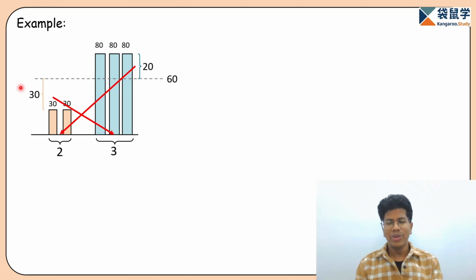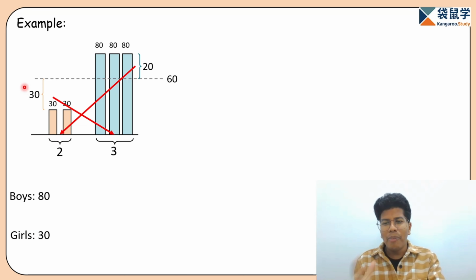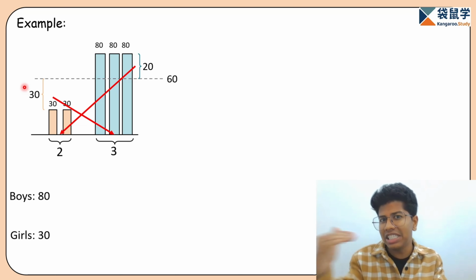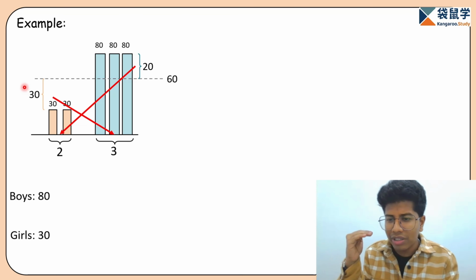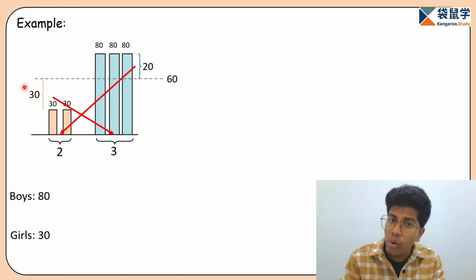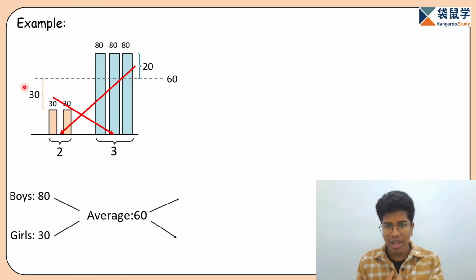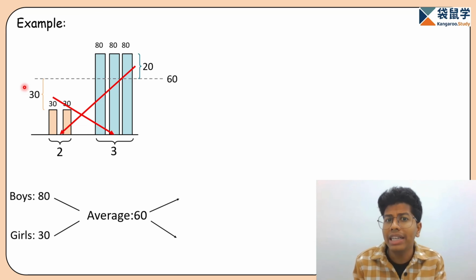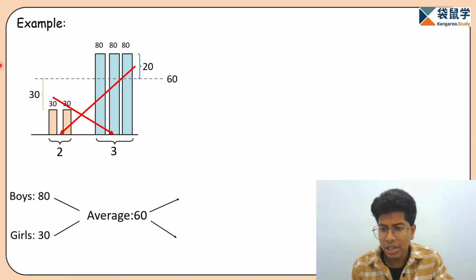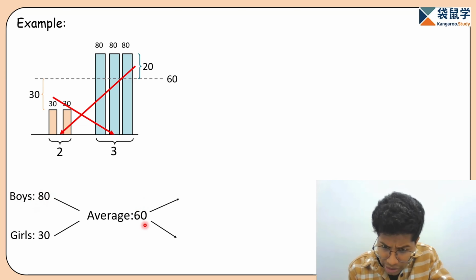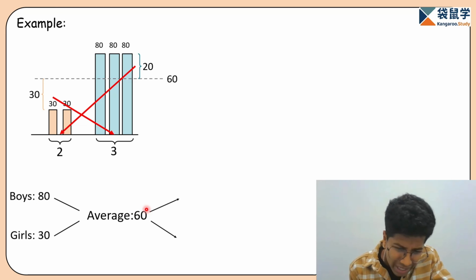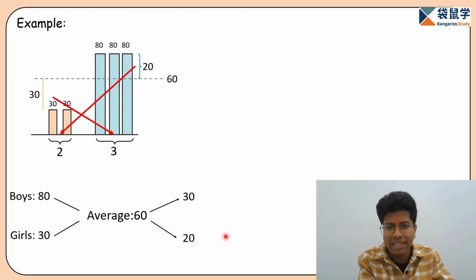Now, do we need to make this diagram every time to get the ratio of numbers? No. What you can do is just write down the numbers. Here, for boys, we have 80. For girls, it's 30. The averages are listed here. For boys, average 80. Girls, average 30. The overall average is just 60. Now check how I'm going to write down the difference between the averages. From 80 to 60, the difference here is 20. I'll write down this difference like this.